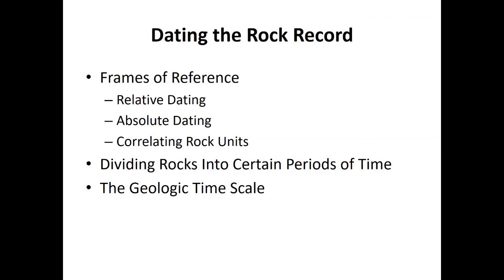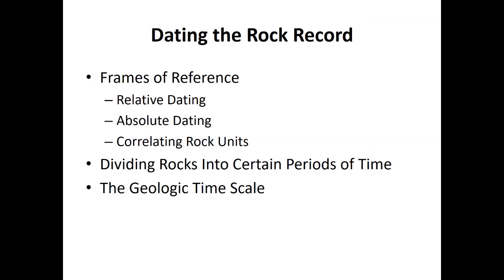We can date rocks using relative dating, which is when we determine the age of rock relative to other rock around it. For example, this rock is older than this rock, that rock, but it's younger than this other rock. Then there's absolute dating, when we determine the absolute age of the rock.